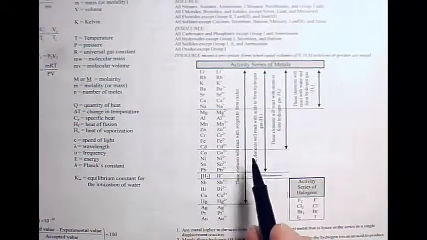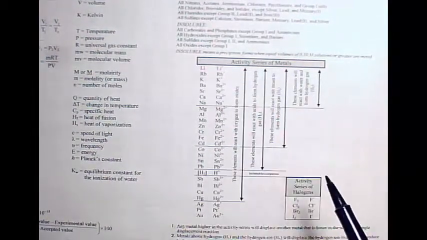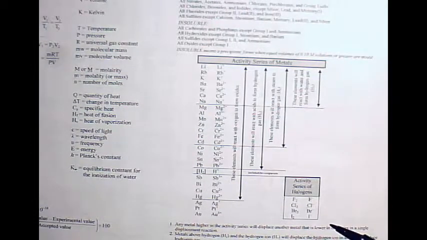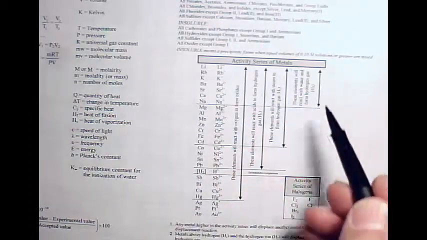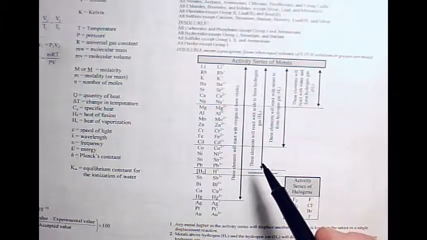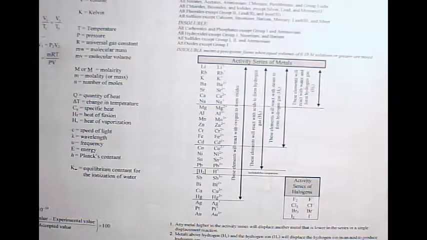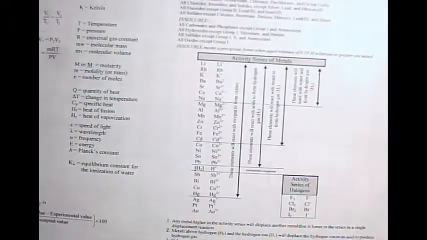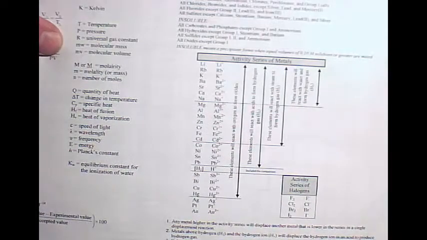So the way that you use this activity series of metals is to predict whether a chemical reaction will happen if you have a single replacement reaction. So this is only used for single replacement reactions. Okay? So you only use this if you were talking about single replacement reactions. Maybe you want to write that down. If you can't remember that tomorrow or tonight when you're doing your homework, write it down. The activity series of metals and halogens is only used for single replacement reactions.